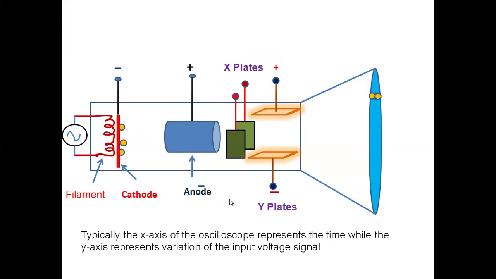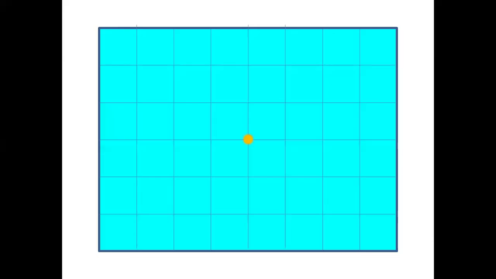Typically the x-axis of the CRO represents time while the y-axis represents the input voltage signal. So we can find out what voltage is connected to the Y plates. According to the potential difference between the Y plates and the setting of the Y input, we can find out the position of the bright spot on the screen. Right now, it is in the middle when there is no connection given to any of the plates.